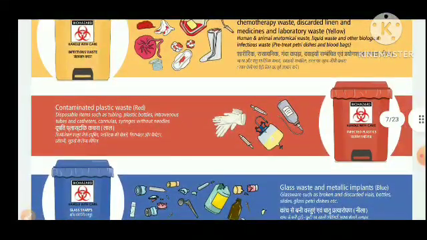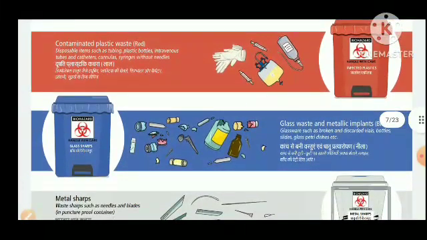Then comes the red one, in which you will keep the contaminated plastic waste, disposable items such as tubing, plastic bottles, intravenous tubes, catheters, cannulas, syringes without needles. These all are to be kept in disinfected plastic bins. Next, inside the blue bin, glass waste and metallic implants, glassware such as broken and discarded vials, bottles, slides, glass petri dishes, etc., are to be kept in these blue bins.